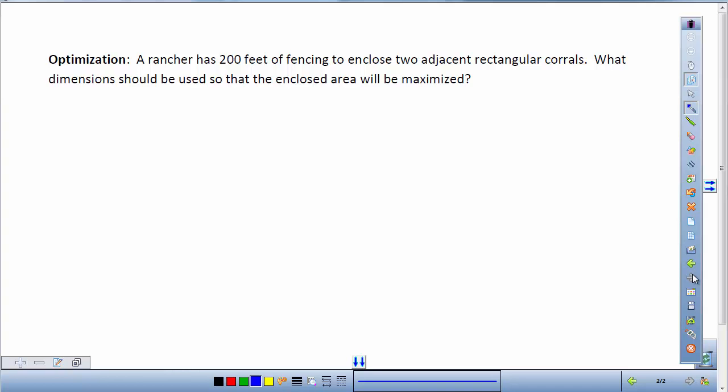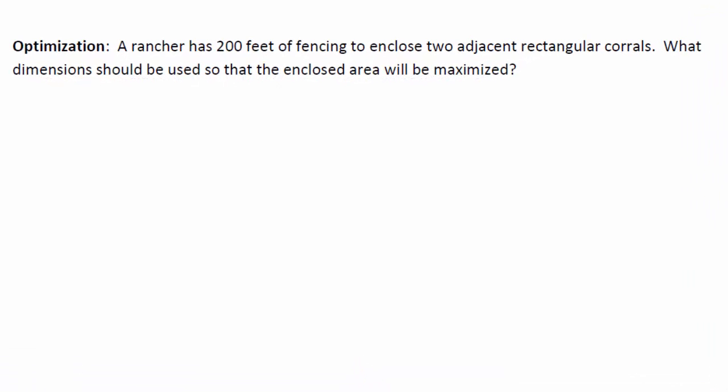A rancher has 200 feet of fencing to enclose two adjacent rectangular corrals. What dimensions should be used so that the enclosed area will be maximized? Okay, so the first thing I'm going to do is try to get a picture. We've got 200 feet of fencing, and we want to make two rectangular pens. They're going to be adjacent to one another.